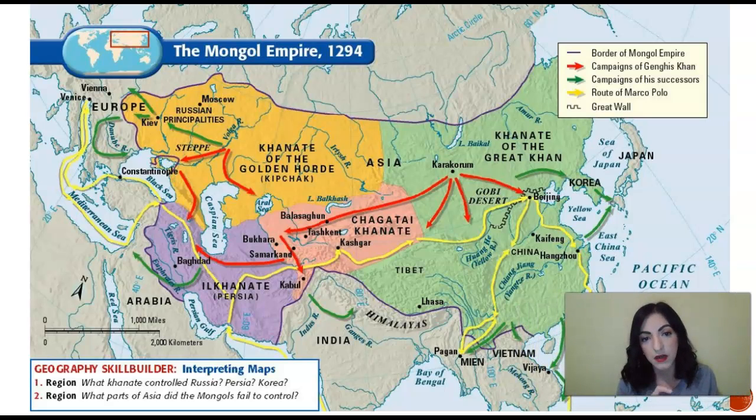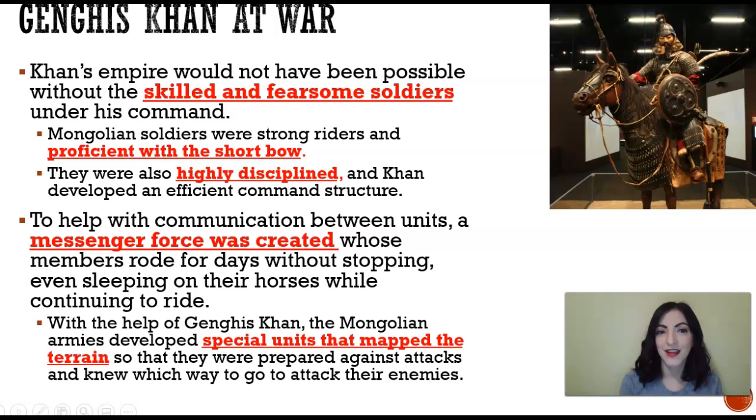So you're going to see the khanate of the Golden Horde, you see the khanate of the Great Khan, you see the khanate in the middle, which happens to be called the Chagatai Khanate, and then you see the Purple Khanate, which is the Il Khanate, which is Persia. He controlled all of it. Later, much later, it is going to be split up amongst his descendants, because when he passes away, there are going to be some issues, which we will talk about right now.